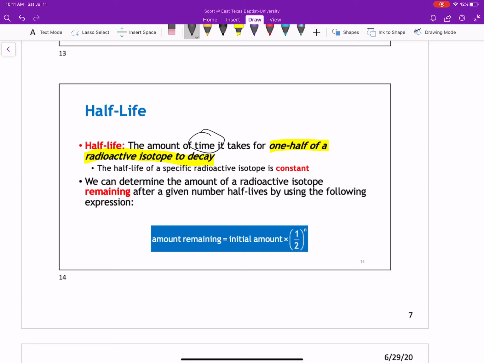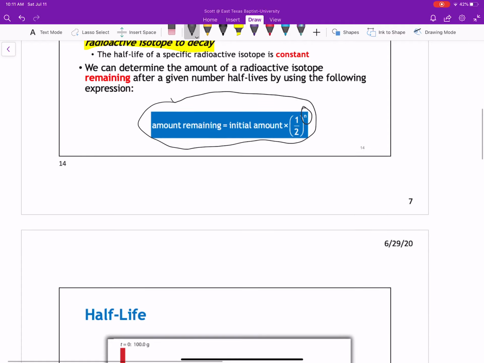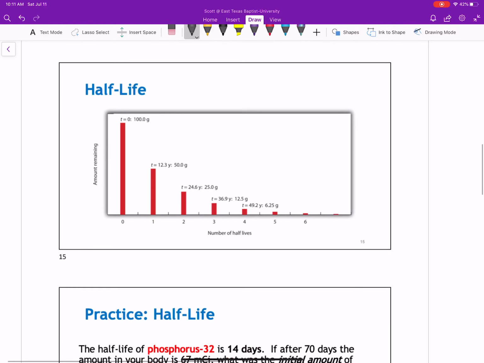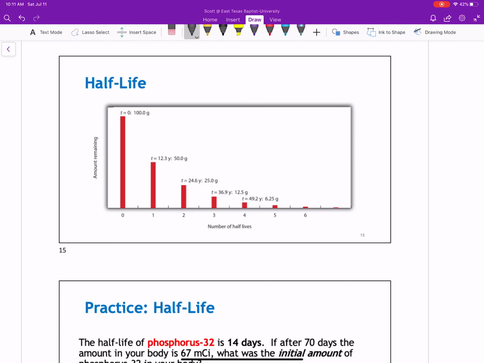So we can determine the amount of radioactive isotope remaining after a given number of half-lives by using this expression. Okay, now you don't have to memorize this, but you do need to know how to use it for exams, and you will want to know how to plug in superscripts on your calculator. So it's the amount remaining equals the initial amount times 1/2 raised to the n, okay? And n being the number of half-lives.